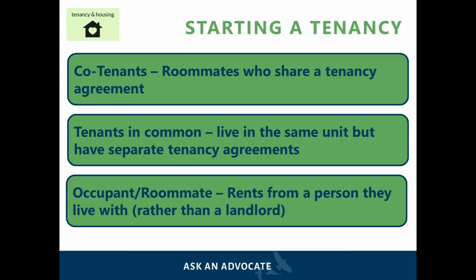Now, there are a few definitions that you will probably want to know in regards to the Residential Tenancy Act. So you'll often hear the term co-tenant. Co-tenants are roommates who share a tenancy agreement. There are also tenants in common, which are those who live in the same unit but have separate tenancy agreements. And lastly, there is an occupant or a roommate, which is someone who rents from a person or primary tenant rather than a landlord.